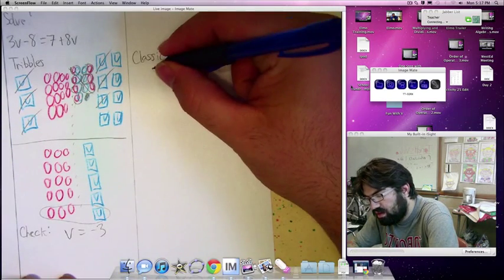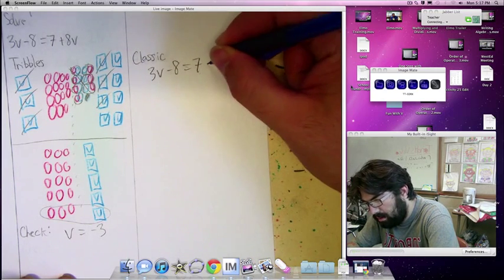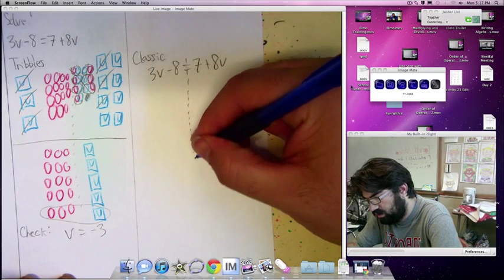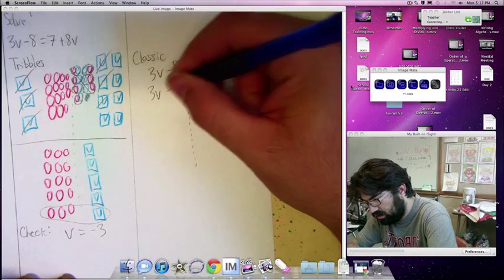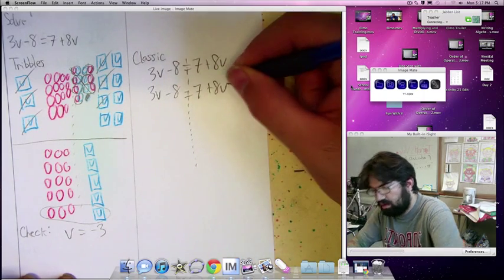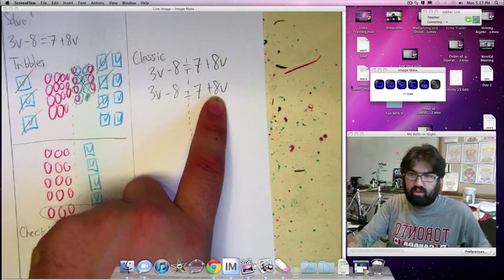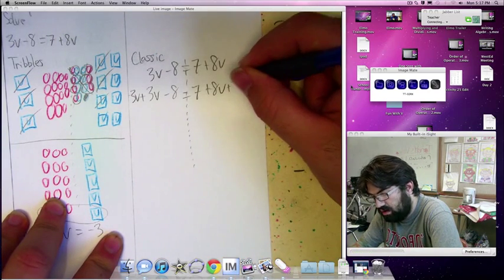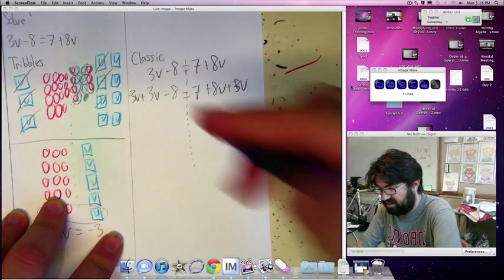Focus on, alright. 3v minus 8 is equal to 7 plus 8v. I'm going to do my balance line. I'm going to rewrite. For me personally, I know 3 is less than 8. So I'm going to add -3v to both sides. I know you're asking, does it matter which one we go with? Next video, or next example.